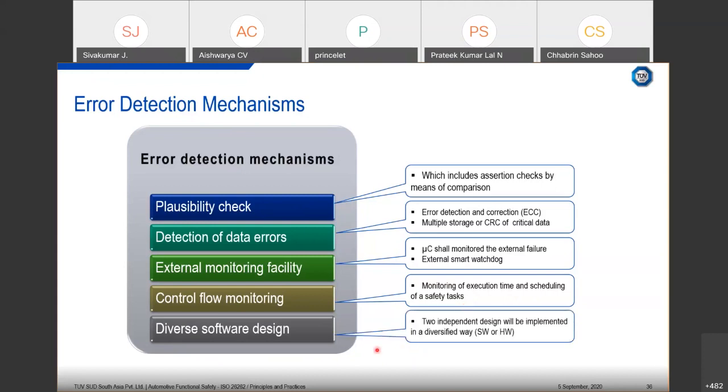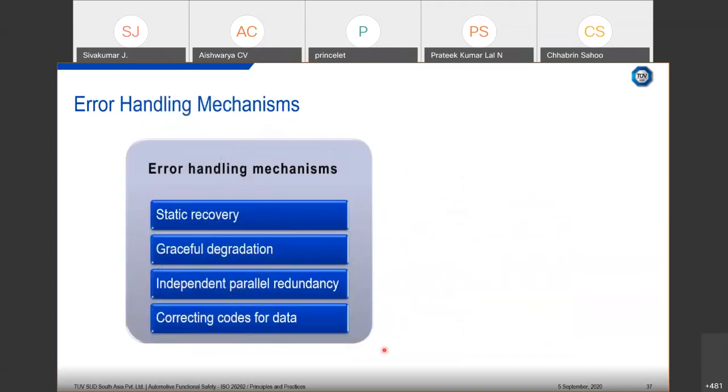And then the diversified software design. Maybe you may have two different controllers, for example. In that case, you can allocate two different teams to develop. One may be hand code, the other one may be model-based development, something like that. So that will bring you the diversified implementation. This is applicable even to the hardware, two different products from two different vendors. Those aspects we can do.